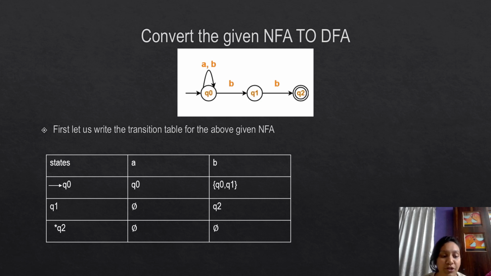And for the next state Q1, on giving A, it is not going anywhere, so it is denoted as null. And on giving B, it is going to Q2. And the next state is Q2, and next to Q2, we have given a star symbol because that's the final state of the given NFA. So Q2 on giving A, it is not going anywhere. There is no transition taking place, so that will be null. And similarly, Q2 is not transiting anywhere while given B as the input. That is also taken as null.